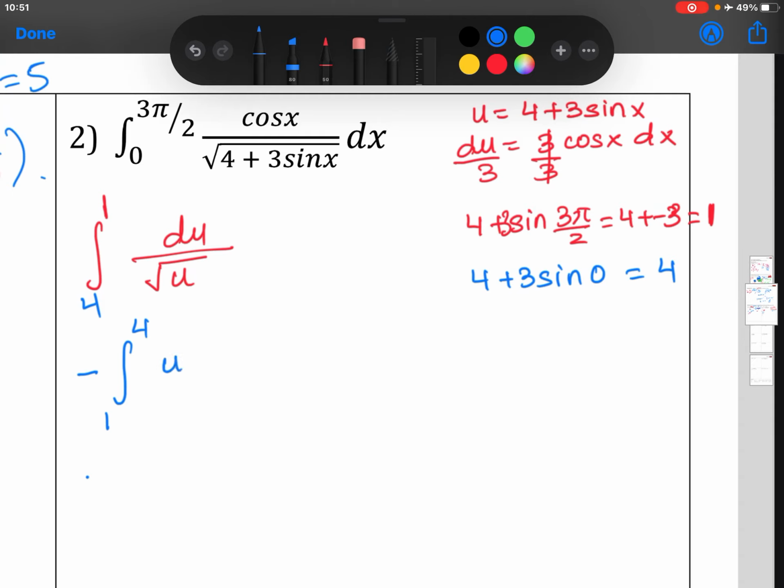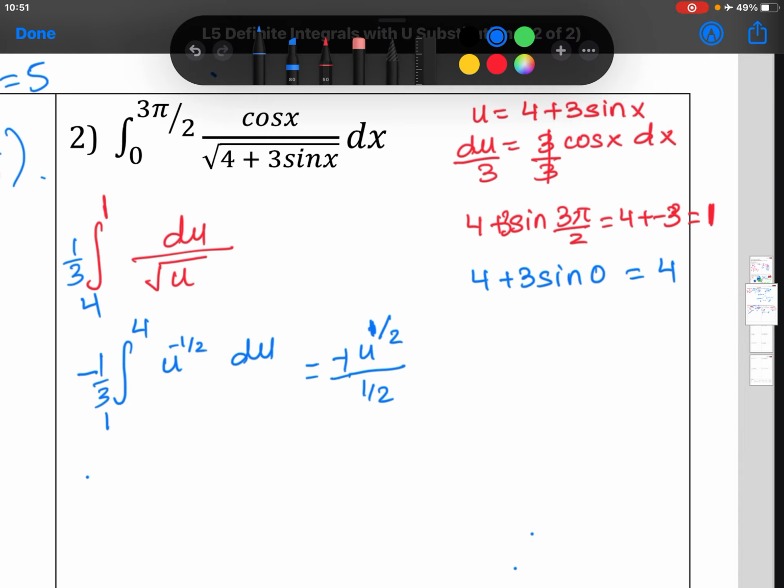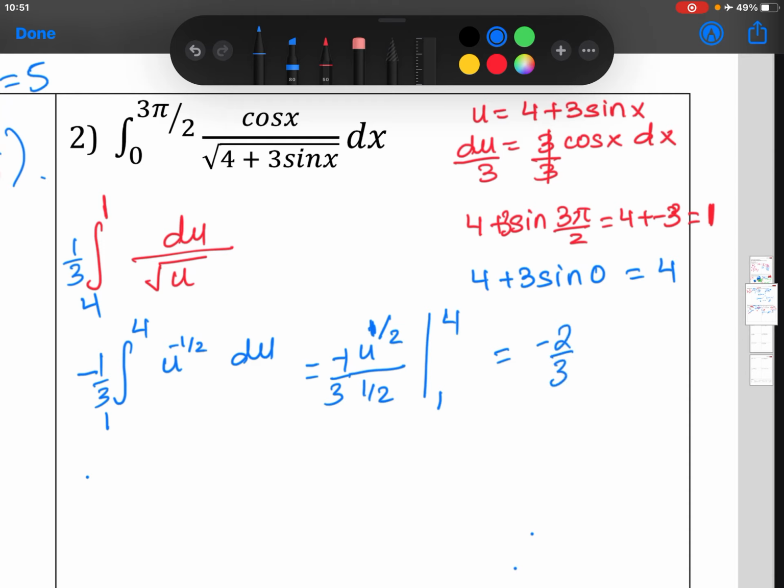And can I not rewrite this square root of u as u to the negative 1/2 du? And now let's take the integral. The integral of that would be negative u to the 1/2 over 1/2, right? Oh, there was a 1/3. Forgot to write that 1/3. Yes. So this would be 1/3, right? And I'm bounding it from 1 to 4. So finish that. This would be dividing by half, the same thing as multiplying by 2. So this would be u to the 1/2 and bounded from 1 to 4.